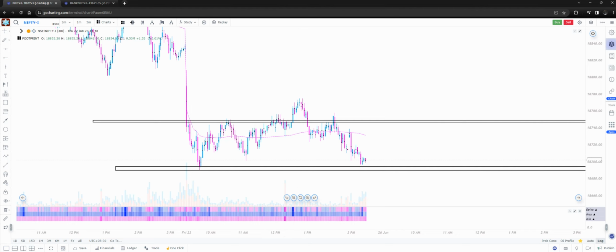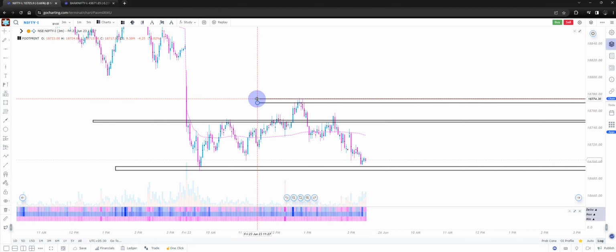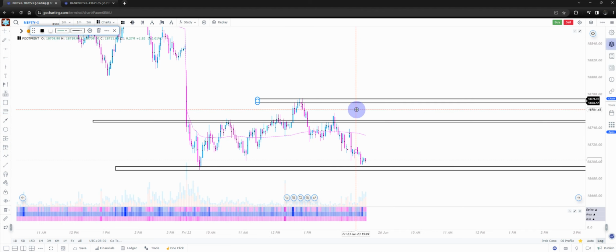Now what you can do is you can mark these zones. This is the one I was talking about. So there was an attempt, a failed attempt, and the market goes and this high is not taken out. So these are the zones for the coming days.